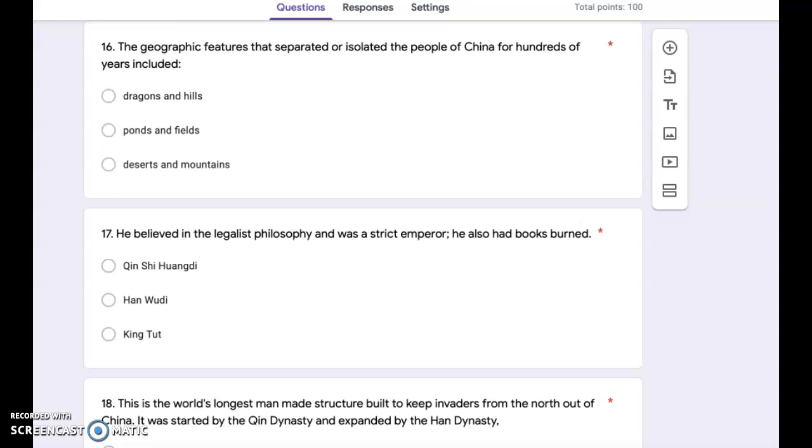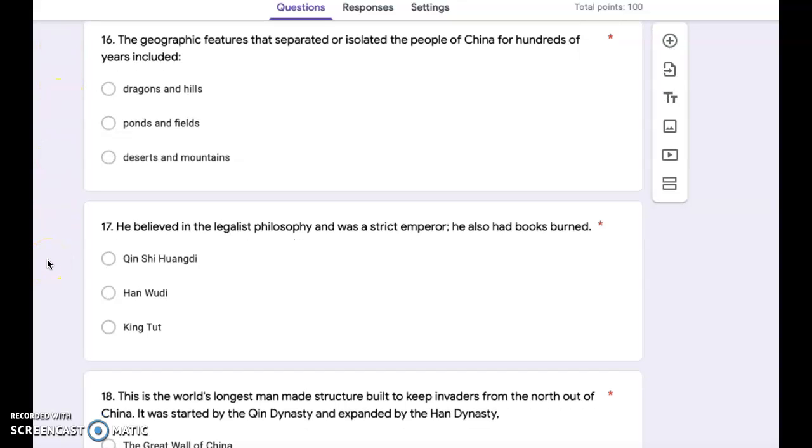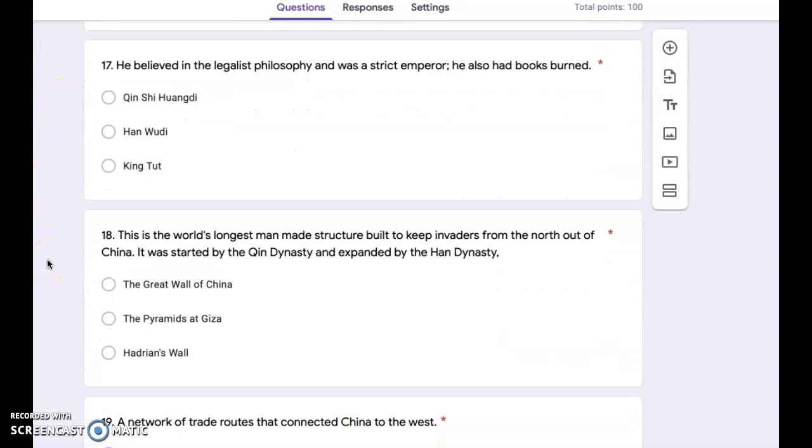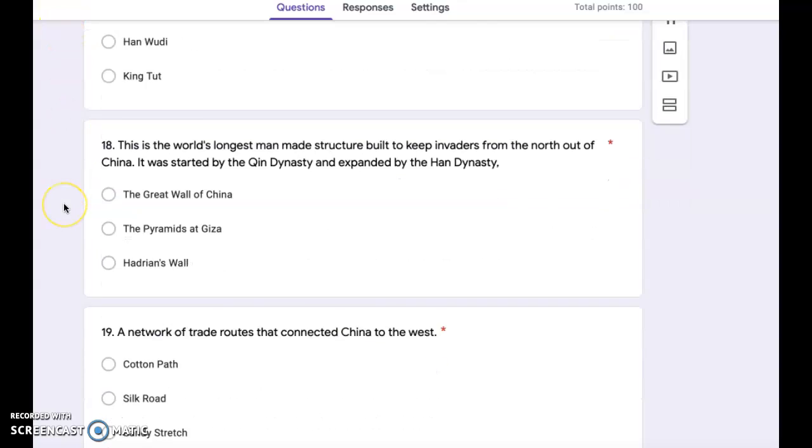16, the geographic features that separated or isolated the people of China for hundreds of years included dragons and hills, ponds and fields, deserts and mountains. 17, he believed in the legalist philosophy and was a strict emperor. He also had books burned, Qin Shi Huangdi, Han Wudi, or King Tut.